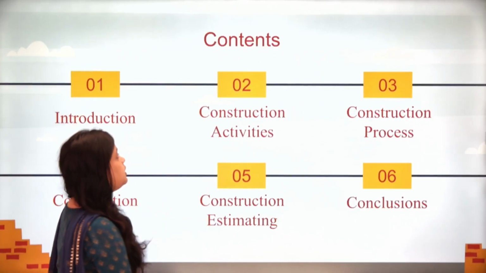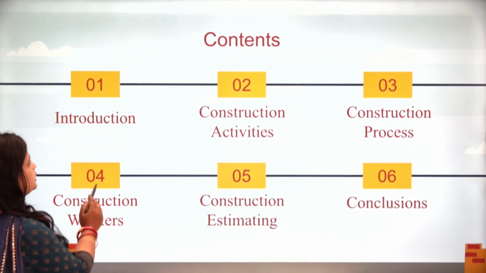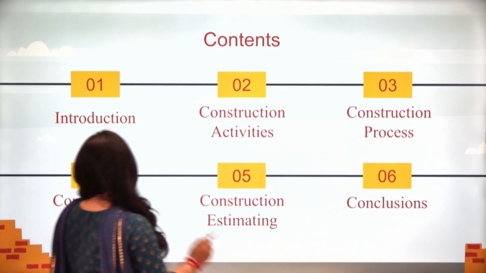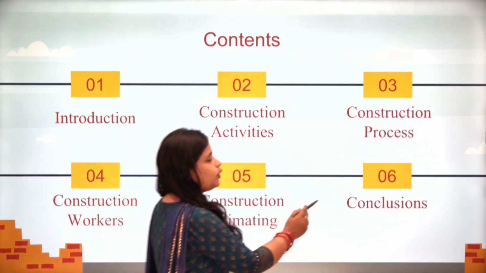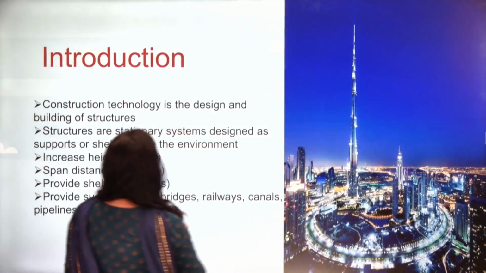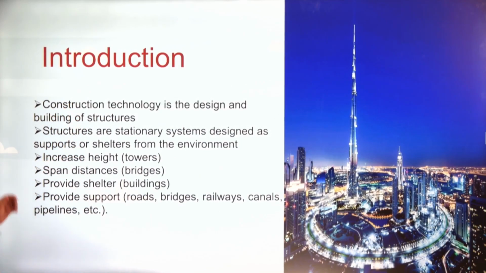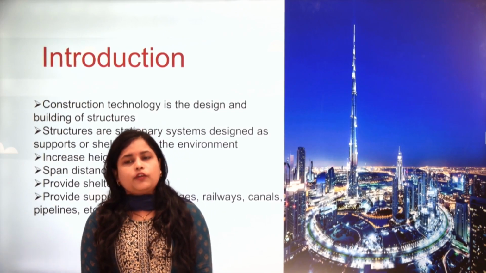Fundamentals of construction technology has 6 topics. First one is introduction, second one is construction technology, third one is construction process, fourth one is construction workers, fifth one is construction estimating, and sixth one is conclusions. Let's start with introduction. Construction technology is the design and building of structures.